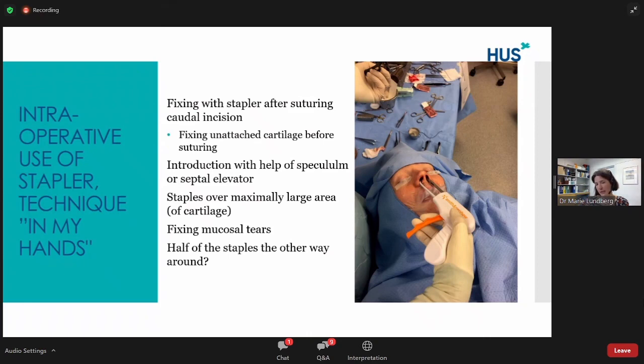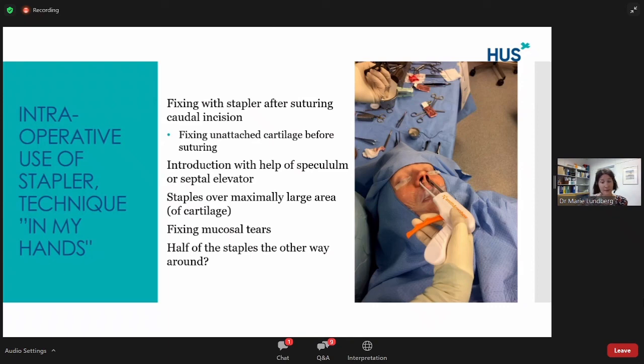With the old stapler, you had to introduce it with a speculum or a septum elevator, just widening the alars. But with the new one, you might just put it in the nose. And then you staple over a maximally large area. With the staple, you can also fix mucosal tears. If the mucosa has torn a lot, then you can try to patch it with it.